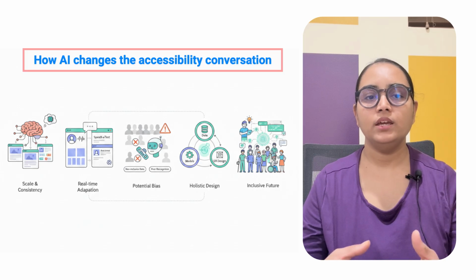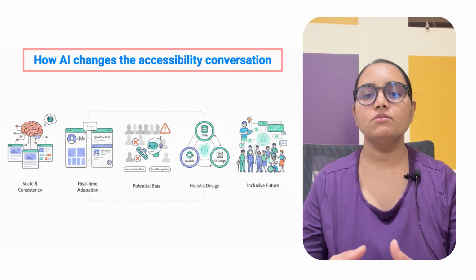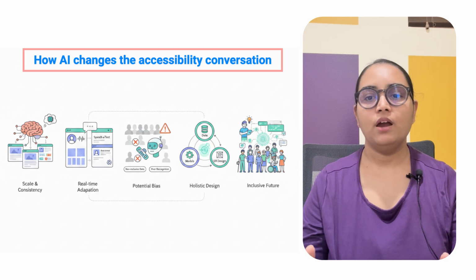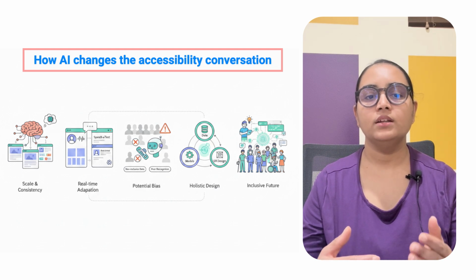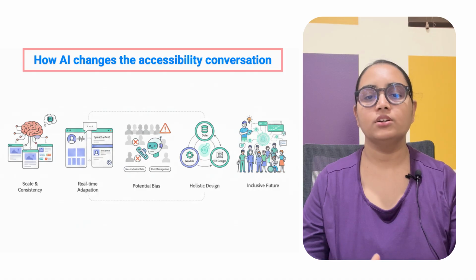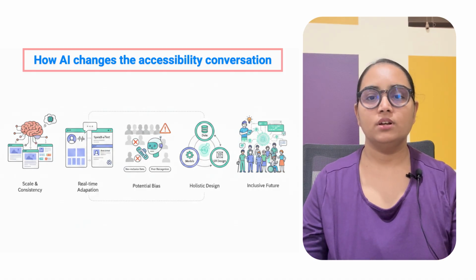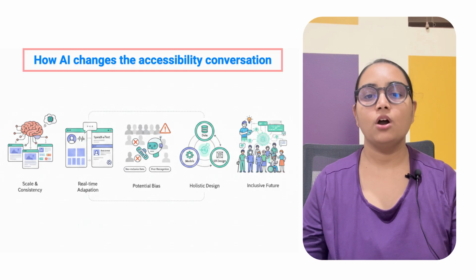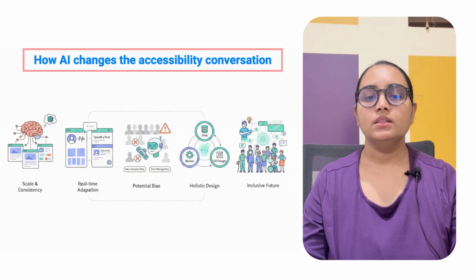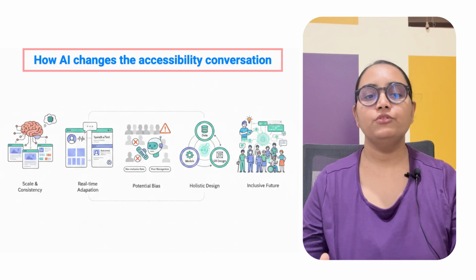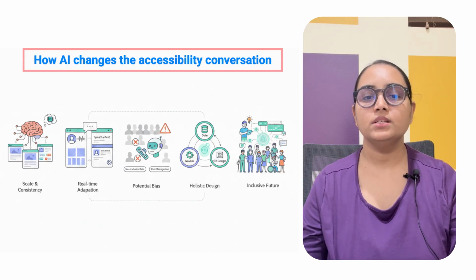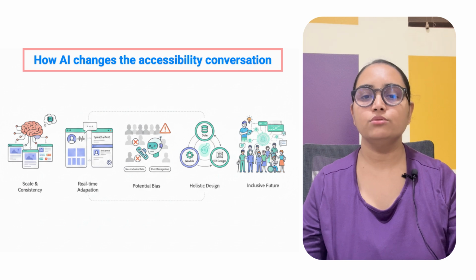For example, AI can generate image descriptions for thousands of images, adjust layouts based on user behavior, and instantly change language or reading levels to meet user needs. At the same time, AI can also introduce bias if it is trained on non-inclusive data or designed without accessibility in mind. This can lead to problems like poor recognition of assistive speech, difficulty with non-standard input devices, or exclusion of certain user groups.